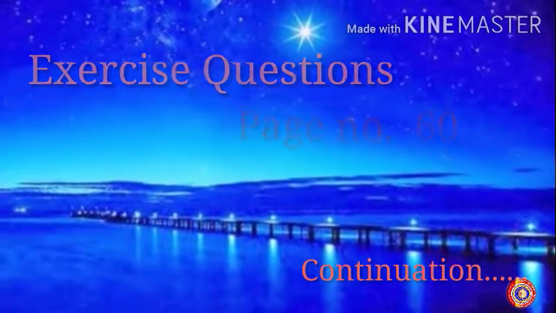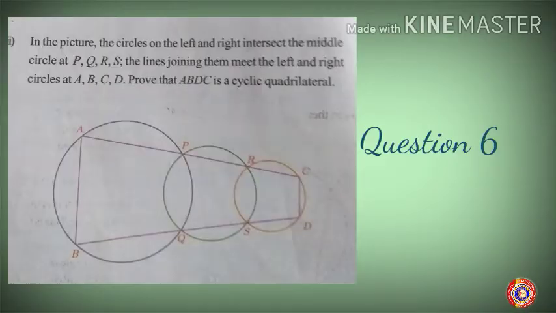Well, question number 6, second part. In the picture, the circles on the left and right intersect the middle circle at P, Q, R, S. The lines joining them meet the left and right circles at A, B, C, D. Prove that ABDC is a cyclic quadrilateral. As in the above question, here also we have to prove that ABDC is a cyclic quadrilateral.